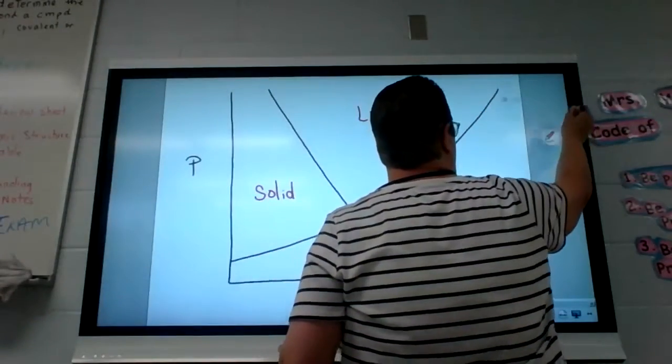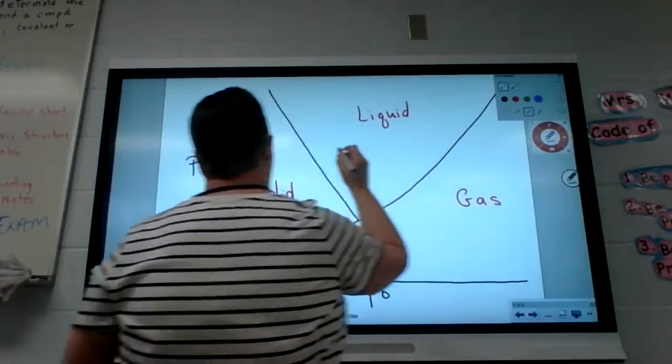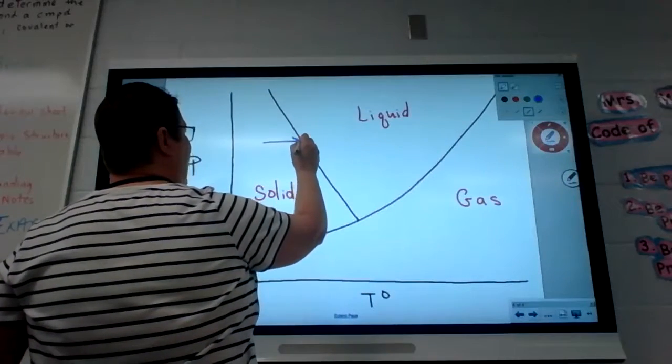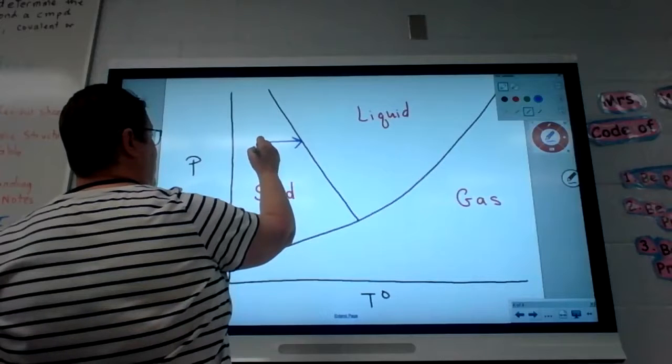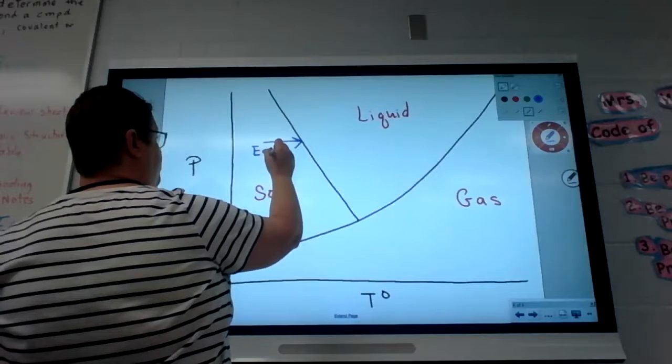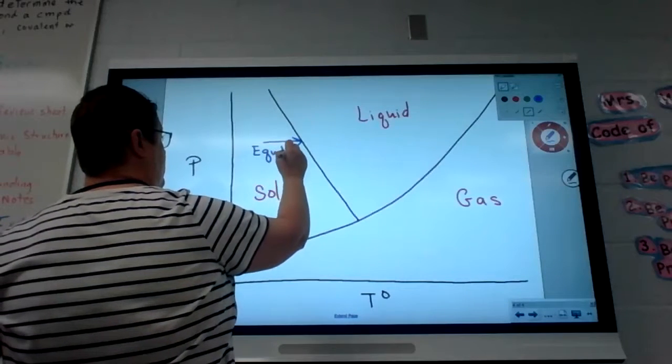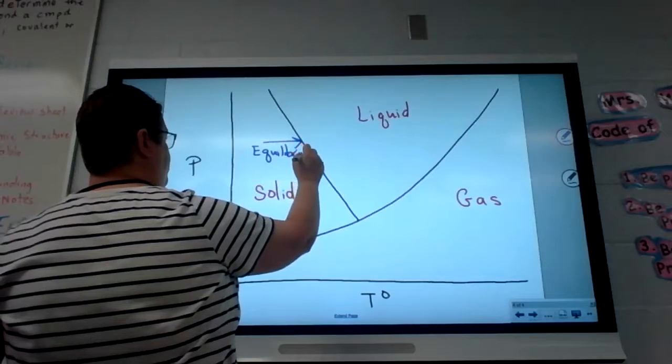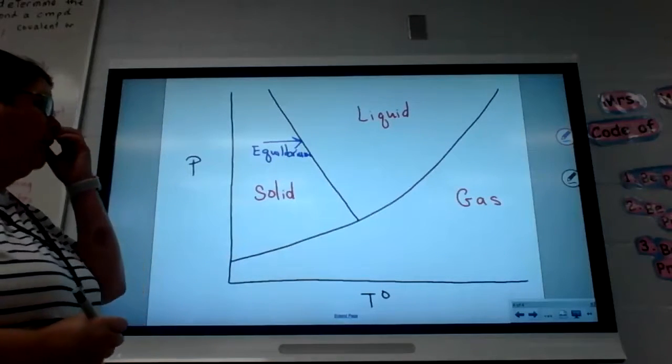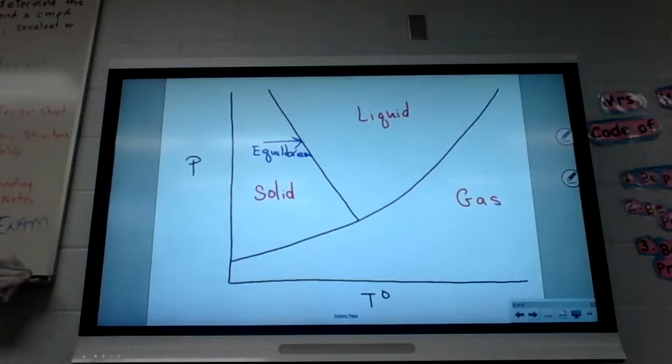Now, before we go too far, these lines represent equilibrium. It doesn't matter which ones, all of them. Now, this is equilibrium between what 2 states?